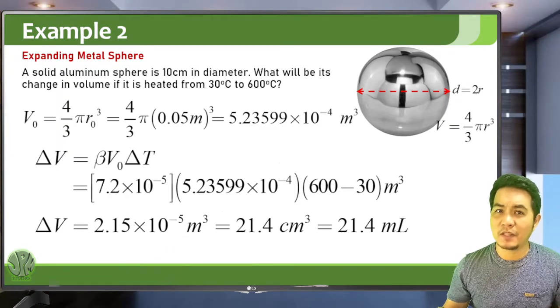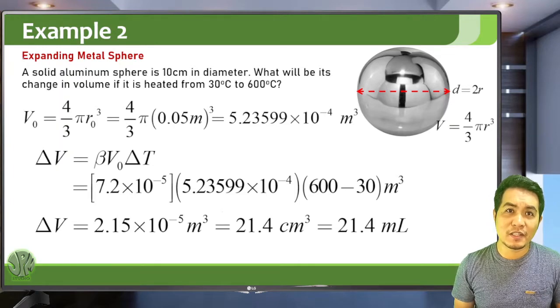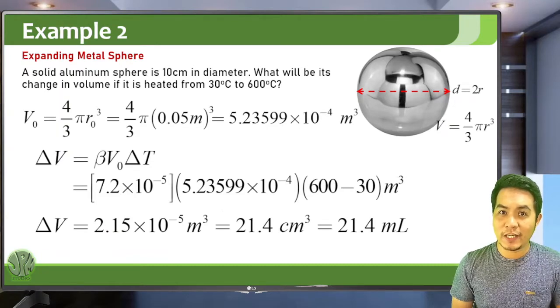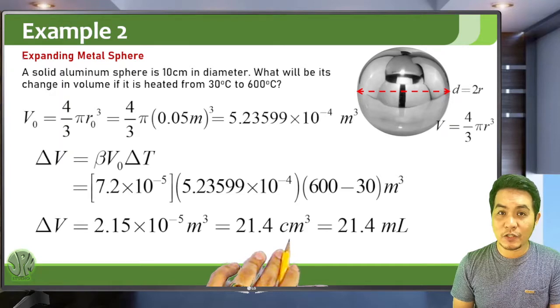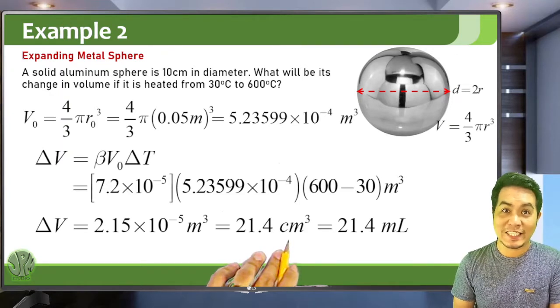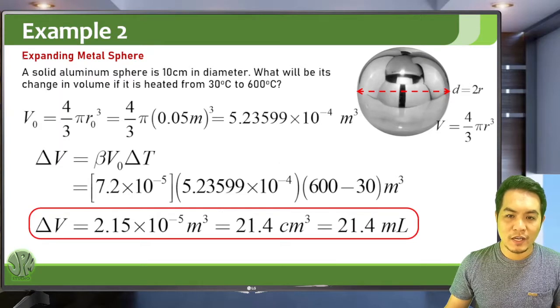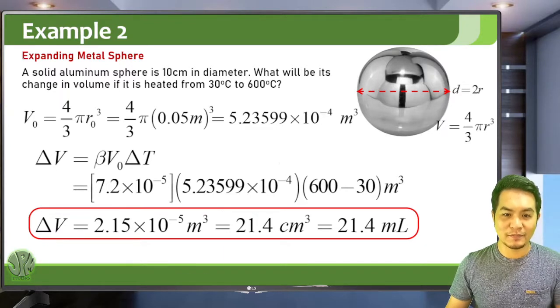Usually cubic meters cannot be appreciated because cubic meters is for very large volumes. But in this case, 10 to the negative 5 is a very small volume, so we need to convert it into a more appreciable unit, such as the centimeter cubed or cc. In layman's terms, it's cc, and 1 cc or 1 centimeter cubed is equivalent to 1 ml. So in terms of cc or ml, it's 21.4 ml. Or rather, sorry, this is 21.5 ml, not 21.4, because I just rounded this off. This is 21.5 ml.